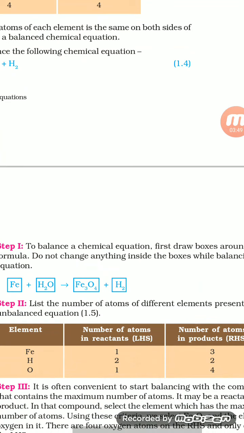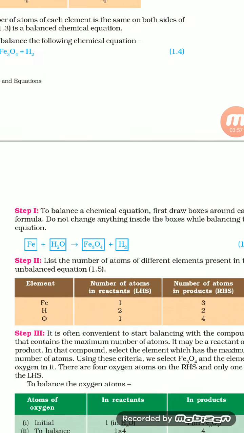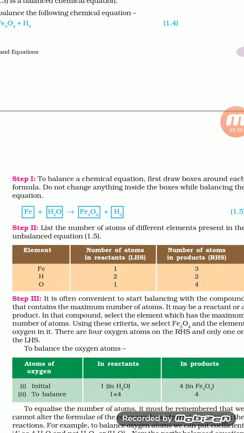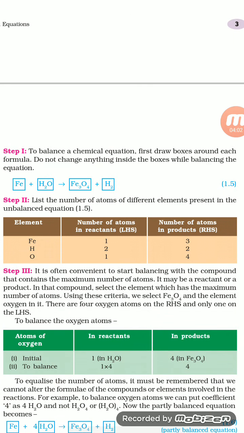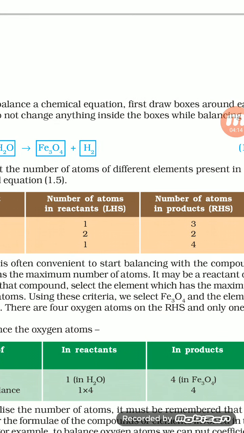Step 1: to balance a chemical equation, first draw boxes around each formula. Look how they are making boxes. Do not change anything inside the box, everything will stay the same. Now step 2: list the number of atoms of different elements present in the unbalanced equation. Now see iron in the reactant 1, in the product 3; hydrogen 2 and 2, same; oxygen 1 and 4.